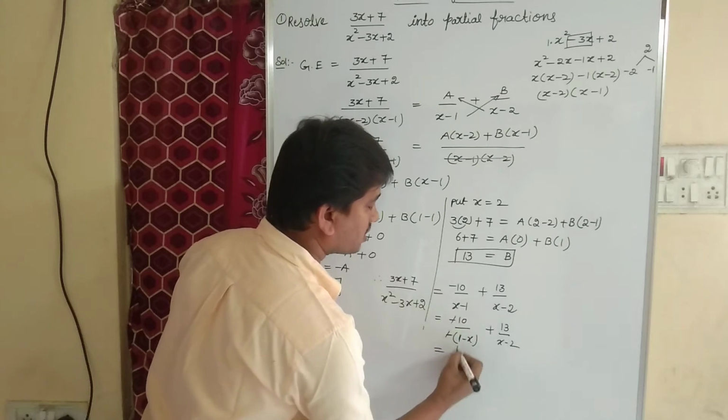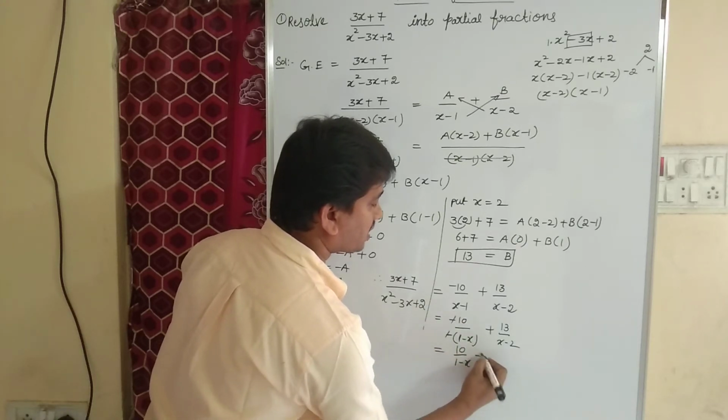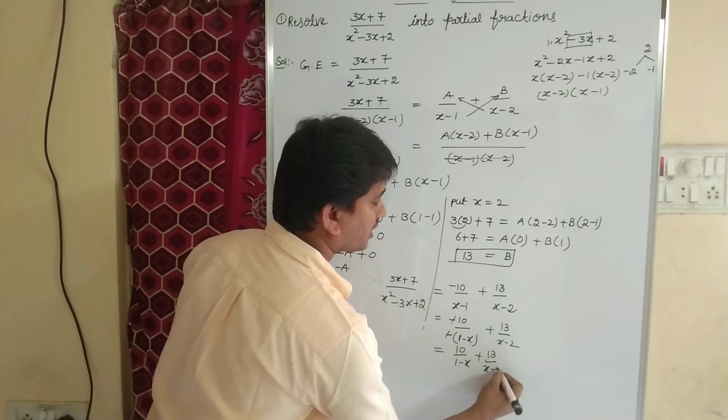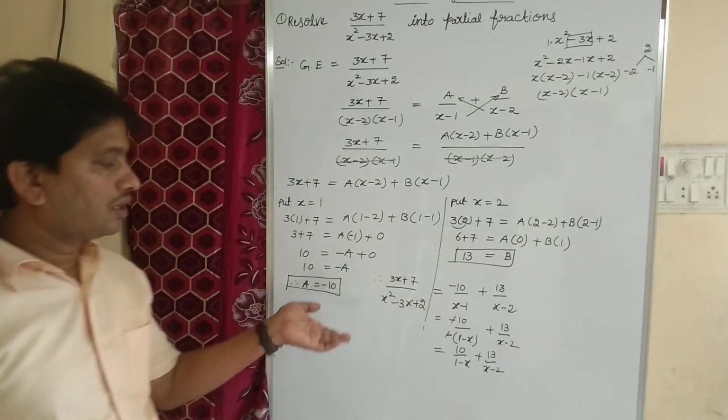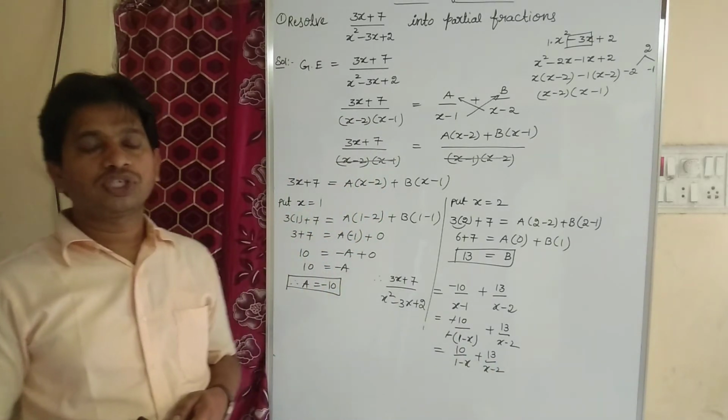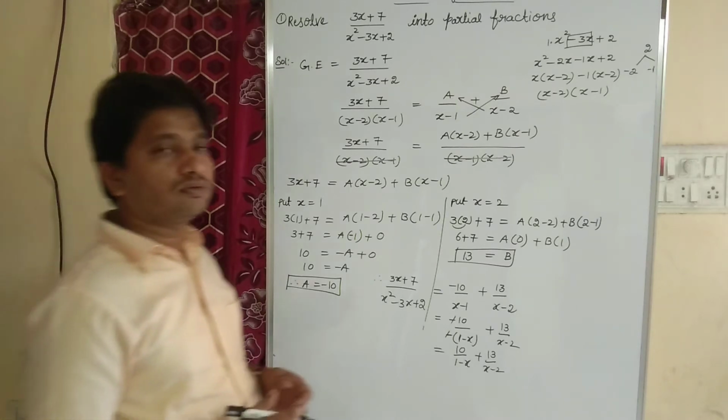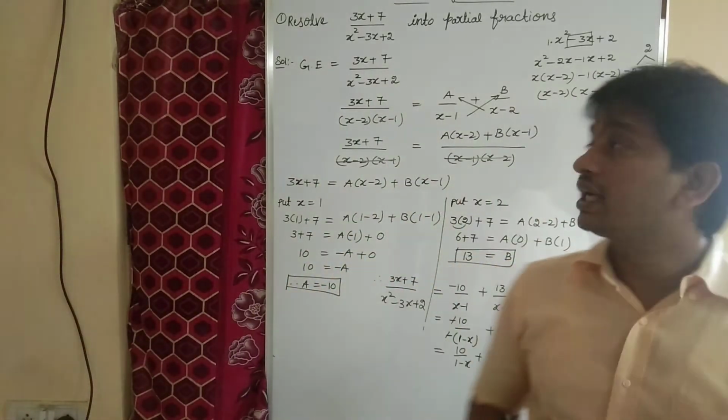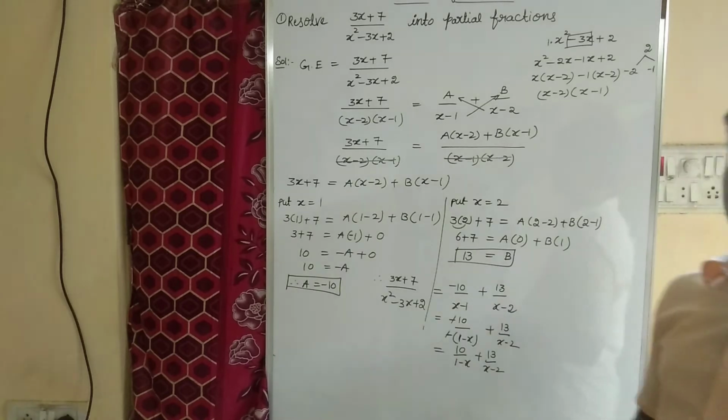Minus minus gets cancelled. So you will get 10 by 1 minus x plus 13 by x minus 2. So this is our correct answer. Okay, children, I hope you understood how to resolve the given general equation into partial fractions.